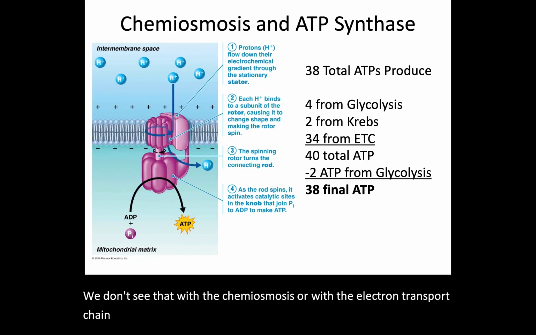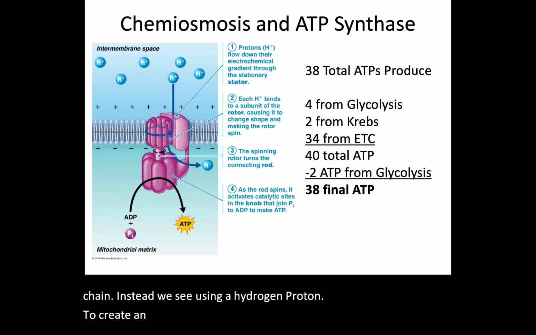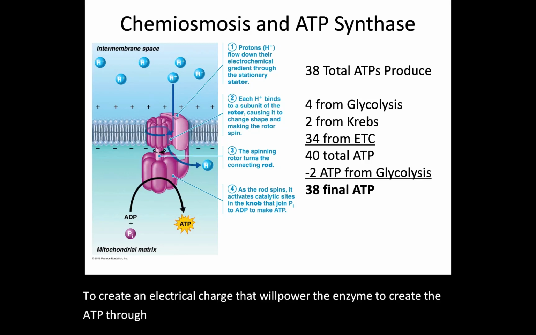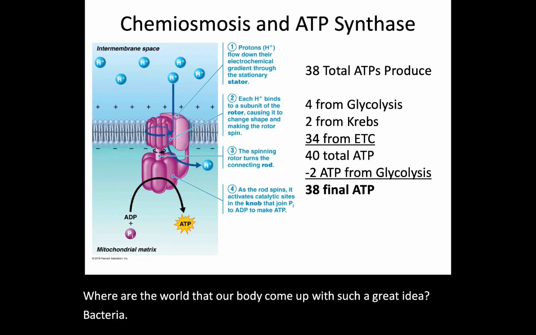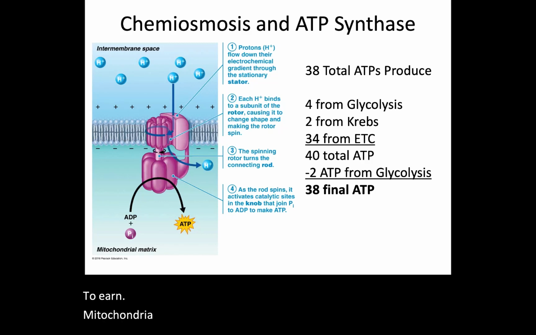Instead, we see using a hydrogen proton to create an electrical charge that will power the enzyme to create the ATP through phosphorylation. Where in the world did our body come up with such a great idea? Bacteria. This is an evolutionary remnant to when mitochondria, which is where this is taking place, was an independent living organism.